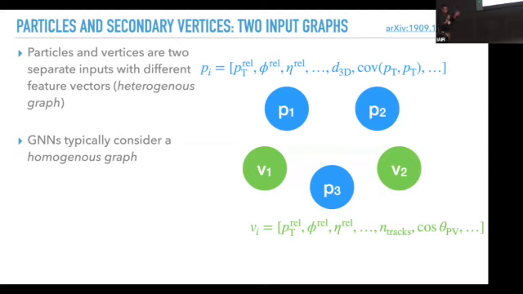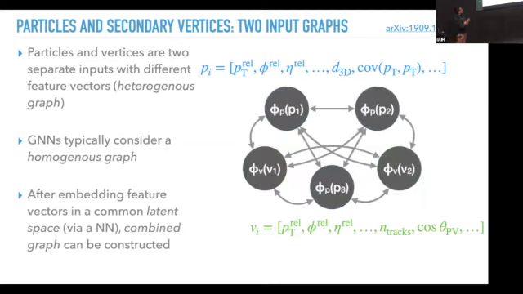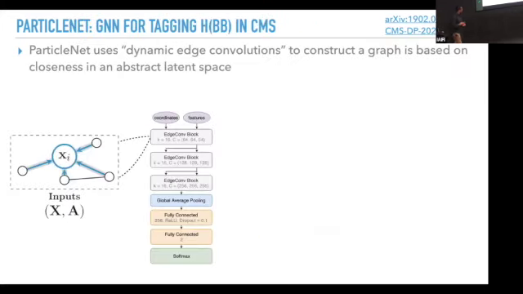There are also many other schemes that people have looked at and studied in the literature. But I want to talk about another simple one that we actually use in this study, where we embed all of these features into some other latent space via a neural network. Once you've done this, you can treat them as a combined graph, so you can do your message passing across all of these elements.